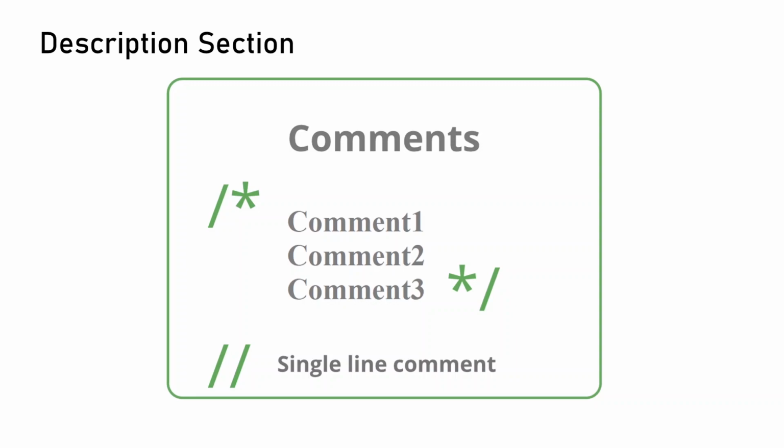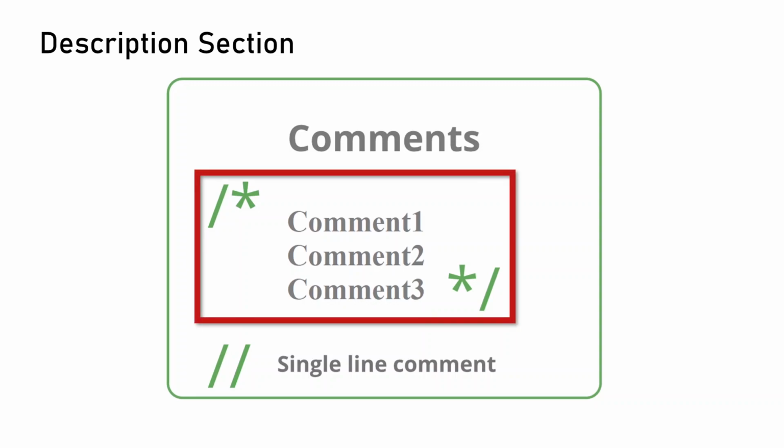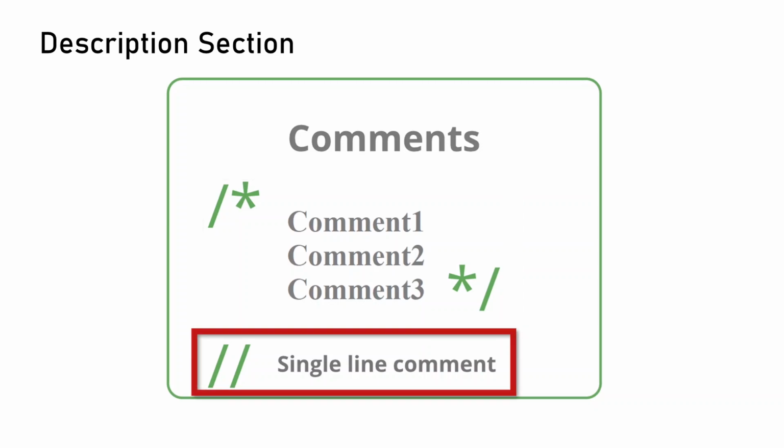There are 2 ways to write comments in C. The first way is to use the /*, then at the end, */ symbols. Any text written between these symbols will be considered a comment by the compiler. This type of comment can span multiple lines. The second way to write comments in C is to use the // symbol. Any text written after this symbol on the same line will be considered a comment by the compiler. This type of comment is useful for adding short descriptions or notes to the code.